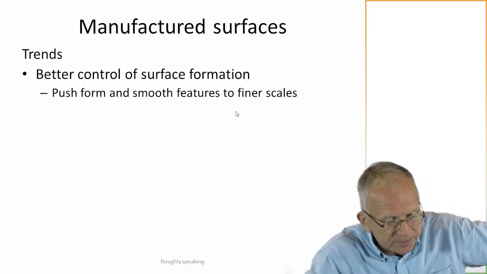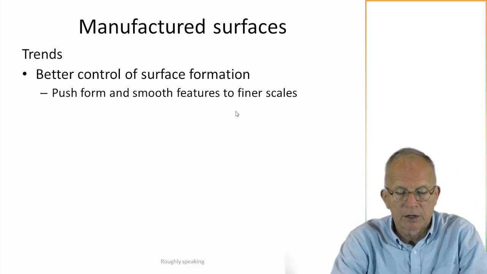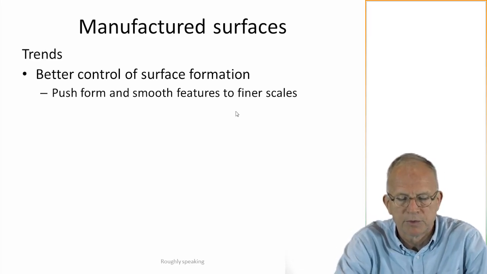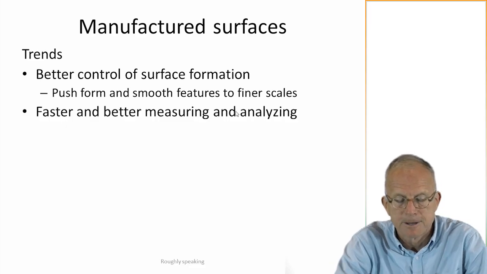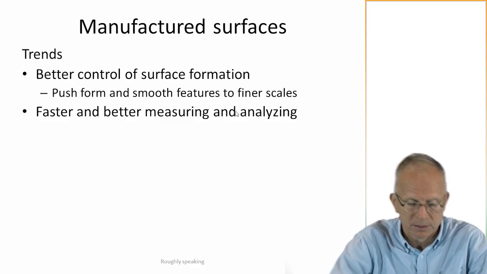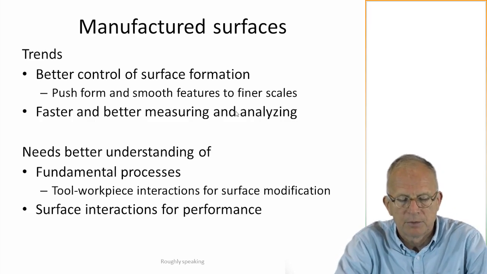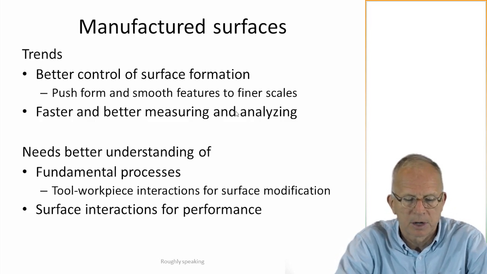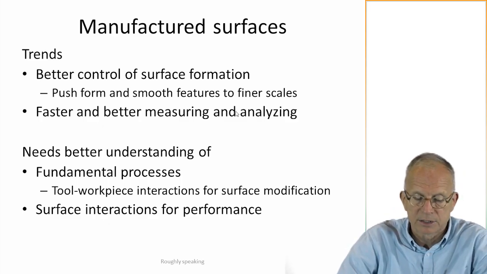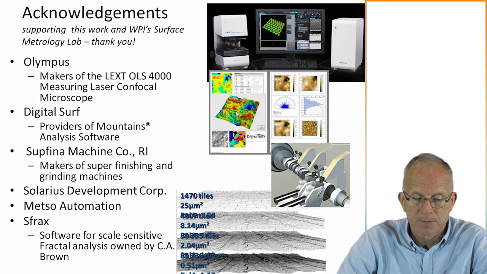So in manufactured surfaces, there are trends towards better control of surface formation to push smooth and regular form and smooth features to finer scales. Faster, better measuring and analyzing, sometimes done now in the machine tool. And we need a better understanding of the fundamental processes, the tool workpiece interaction, and the surface interactions for performance.